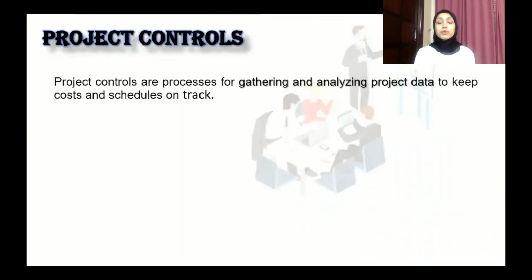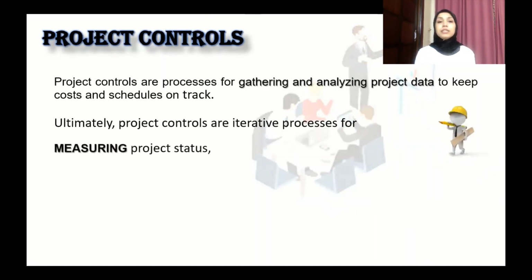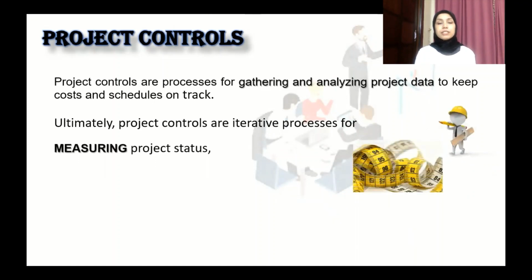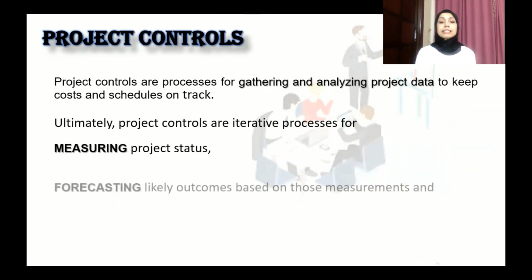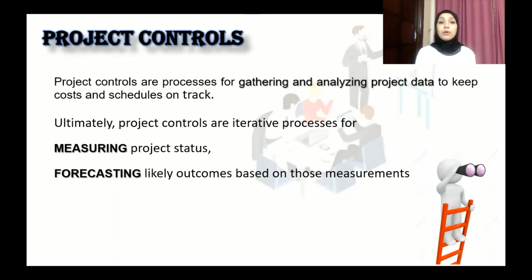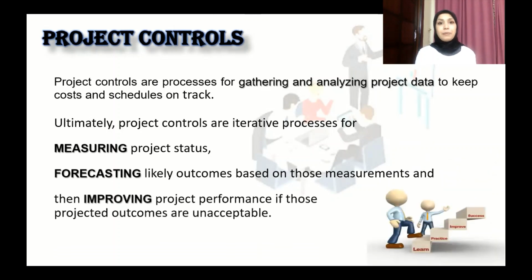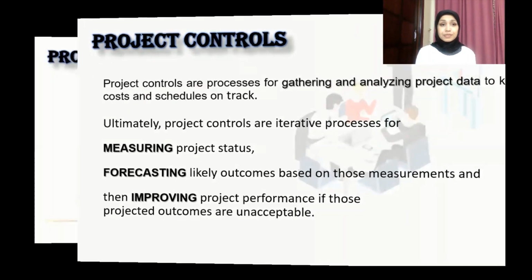Well, project control is a process of gathering and analyzing the project data in order to keep both cost and schedule on track. It's a full process that we start by measuring the project status based on the data we have, and then forecast the likely outcome based on our measurement, and then improving the project performance based on the projected outcome if it's not acceptable to us.